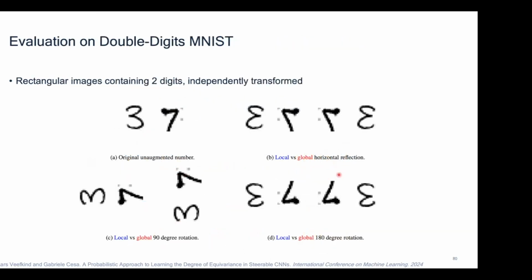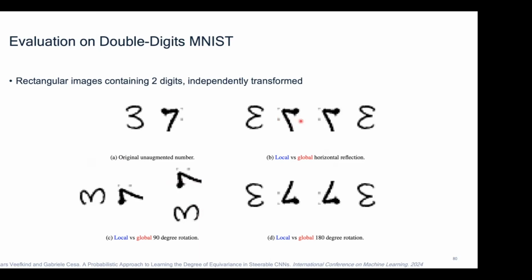We evaluate our approach on a simple double MNIST dataset. We basically make up this fake synthetic dataset containing pairs of digits. So we always have these rectangular images, and we try to classify the number, from 0 to 99. But we always apply transformations only to each digit independently. So we never rotate the full image in this case, but we only rotate each digit independently.